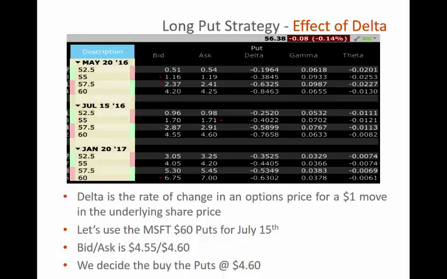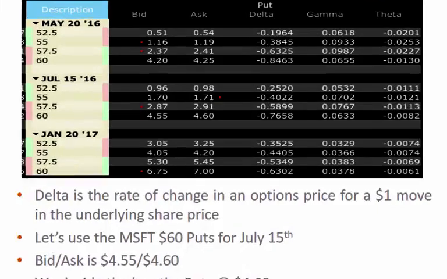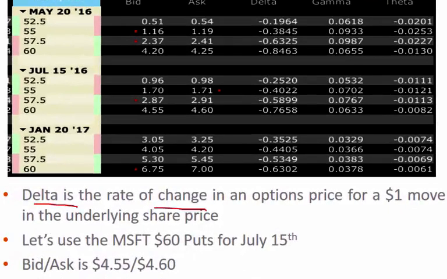So what effect on the long put strategy does delta have? So let's remind ourselves of what delta is in the first place. Delta is the rate of change in an option's price for a $1 move in the underlying share price. So when the share price moves up or down, the value of your option is going to change by that delta amount.